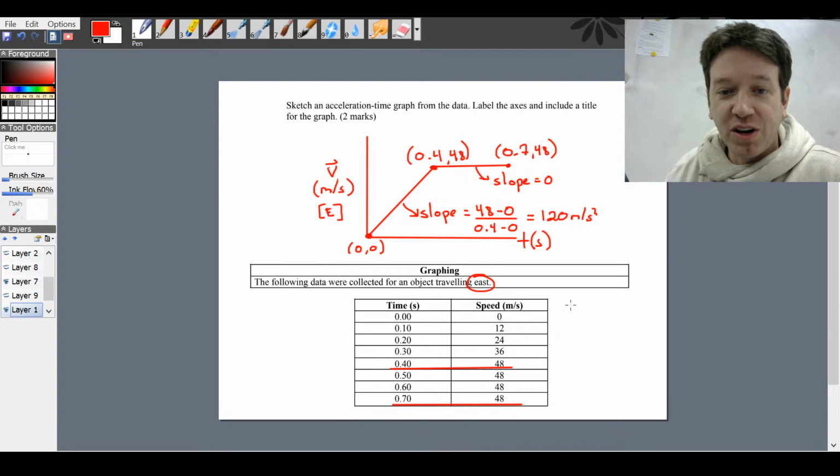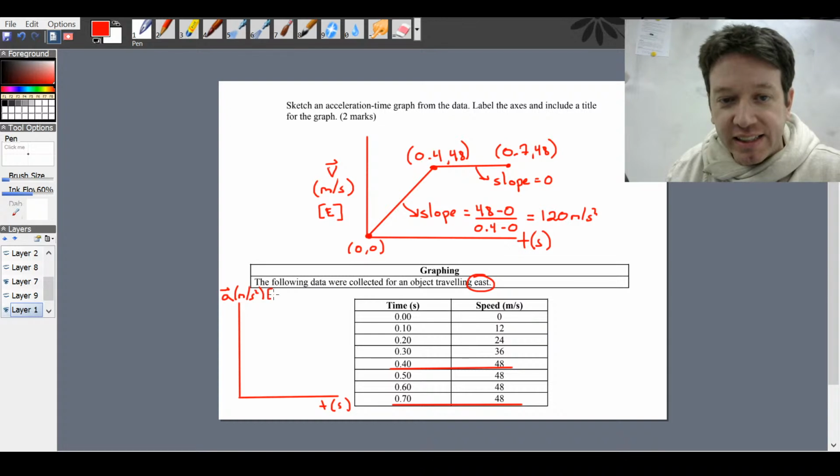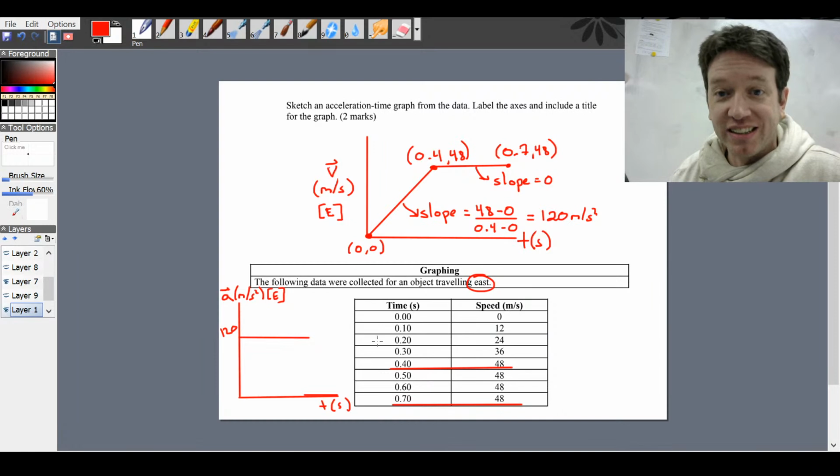All right, so if we want to draw an acceleration time graph with this one, I will put it down here because it's not very complicated. We will have our time in seconds, and over here our acceleration in meters per second squared east. So initially we have a value of 120. So we'll label that here, 120, and then a value of 0. So there is our acceleration time graph.